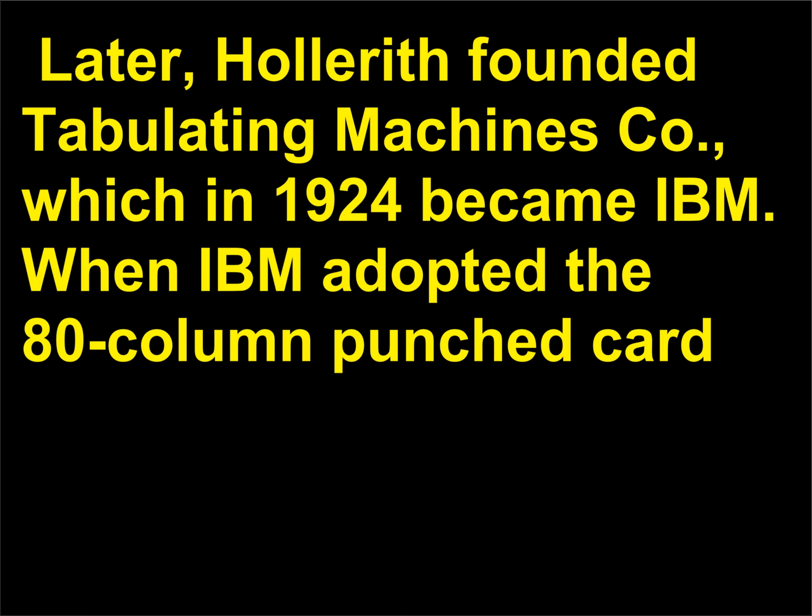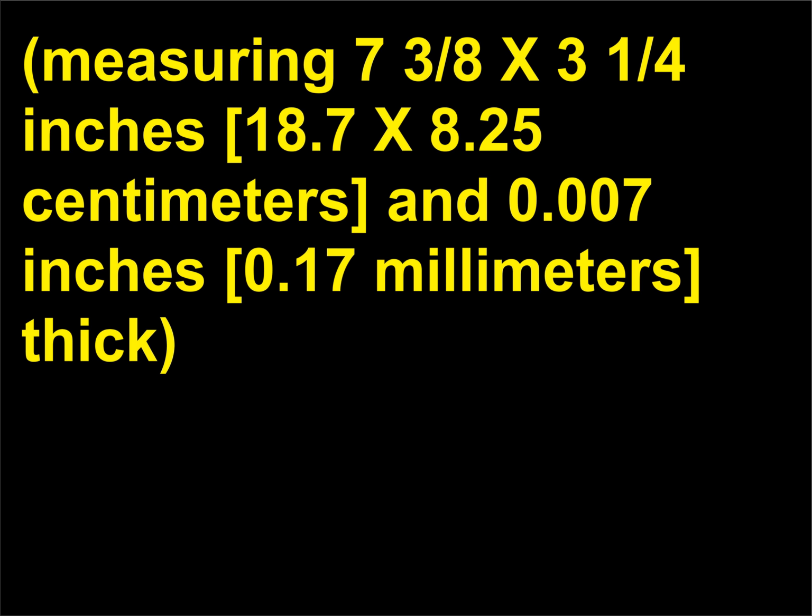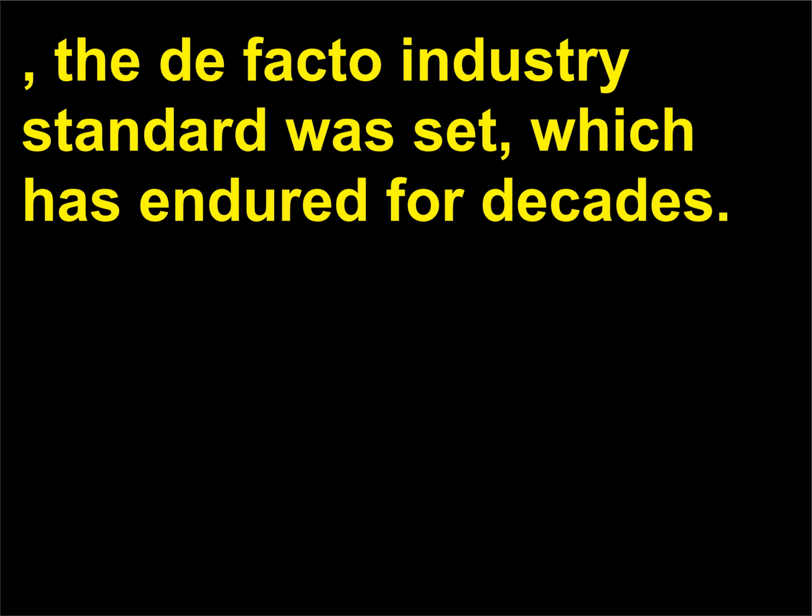Later, Hall Erith founded Tabulating Machines Co., which in 1924 became IBM, when IBM adopted the 80-column punched card. Measuring 7 3/8 x 3 1/4 inches (18.7 x 8.25 centimeters) and 0.007 inches (0.17 millimeters) thick, the de facto industry standard was set, which has endured for decades.